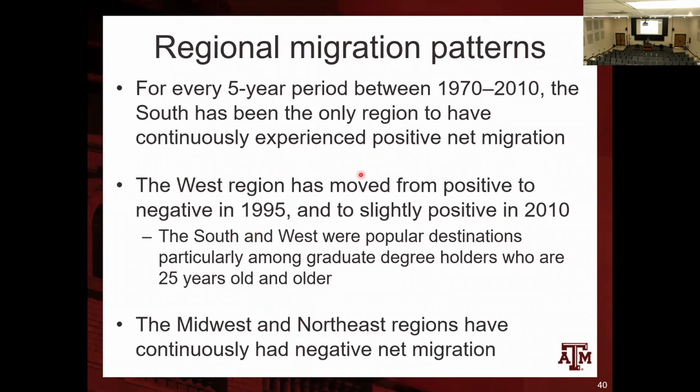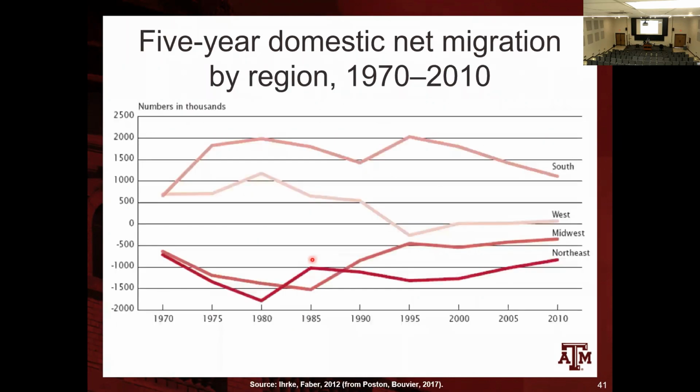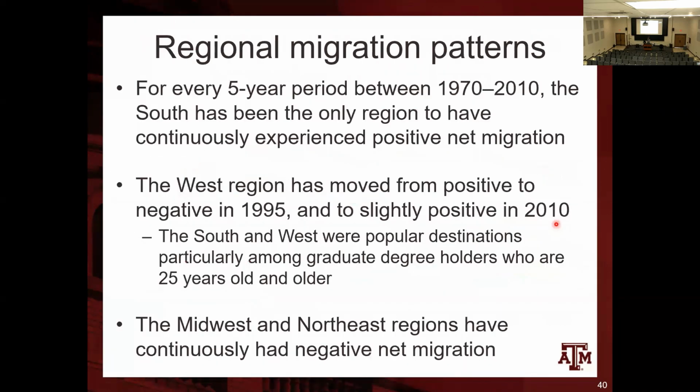And the West region has moved from positive to negative in 1995 and to slightly positive in 2010. The South and West were popular destinations, particularly among graduate degree holders who are 25 years old or older. So the West region was also positive, and then in 95 started to lose more people than gaining, but then in more recent years it's pretty much net migration close to 0. The same amount of people moving in and moving out. South and West usually attract people with higher levels of education, like young people.